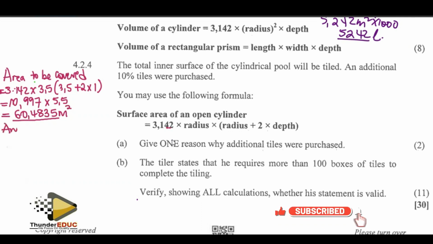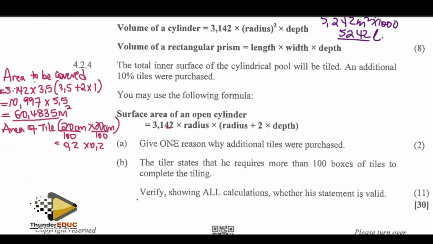Then let's look for the area of one tile. But take note, the measurements of it's 20 centimeters by 20 centimeters. They have to be in meters. So divide by 100, which is the same as 0,2 times 0,2, so also now this qualifies to be meter squared. So we look for the number of tiles now, which is the area to be covered divided by area of only one tile.